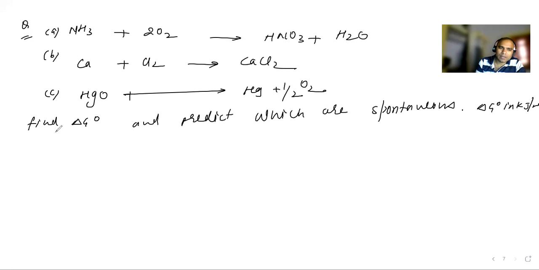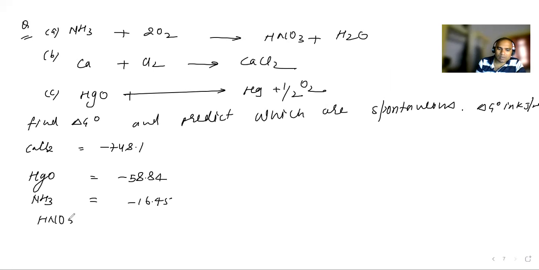So keep that in mind. They are talking about CaCl2, which is minus 748.1. The second one is HgO, given as minus 58.84. And NH3 is 16.45. HNO3 is minus 80.71. And the last one is H2O, given as minus 237.13.